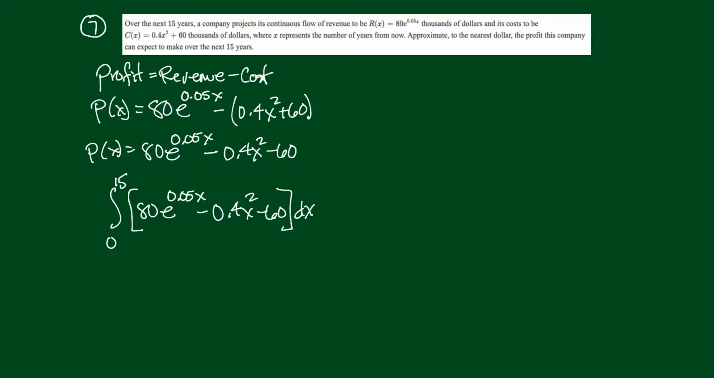So this is going to give us, now it's an exponential, so it's 80, it's the function itself divided by that multiplier, right? So this is going to be 0.05, and then minus 0.4x cubed over 3, and then a minus 60x, and that's all going to go from 0 to 15.